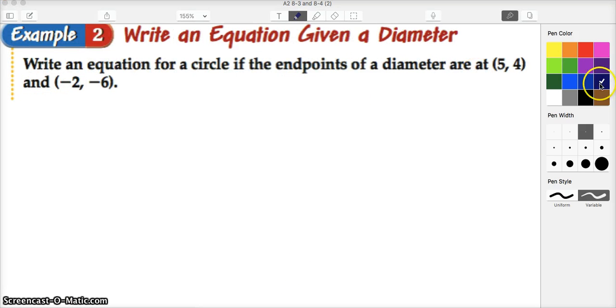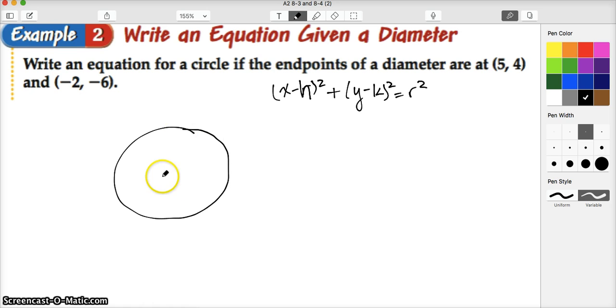Here we have a trickier situation where we're going to be writing the equation of a circle given two endpoints, not the center, right? So let's go ahead and remember what our equation is. X minus h quantity squared plus y minus k quantity squared is equal to r squared. Remember, this is something that you want to memorize. And so we have this said circle such that we don't know where the center is, but we know that one point is at a positive 5, 4. And some other point is over here at a negative 2, negative 6.